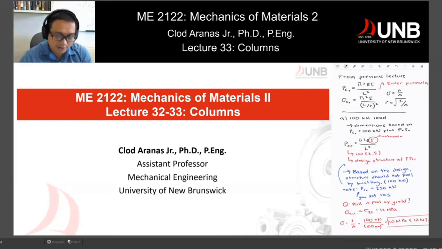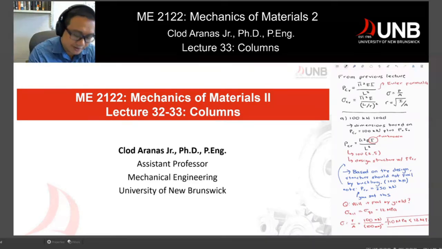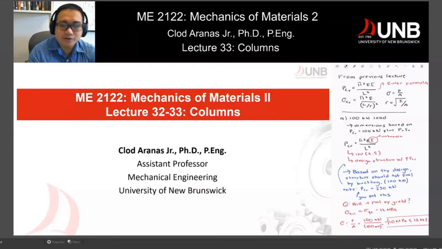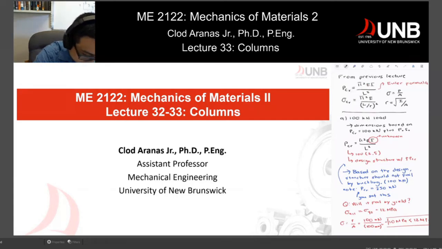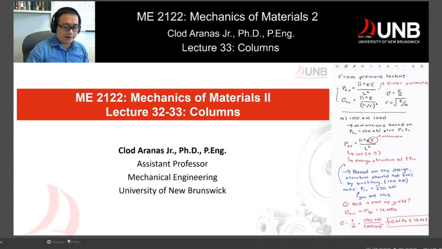We discussed columns, and so far we tackled more. If you look on the right side of your screen, these are the two equations that we discussed last time. We discussed buckling of columns, and columns can either fail by buckling or fail by yielding. So we mainly focus on these two equations.